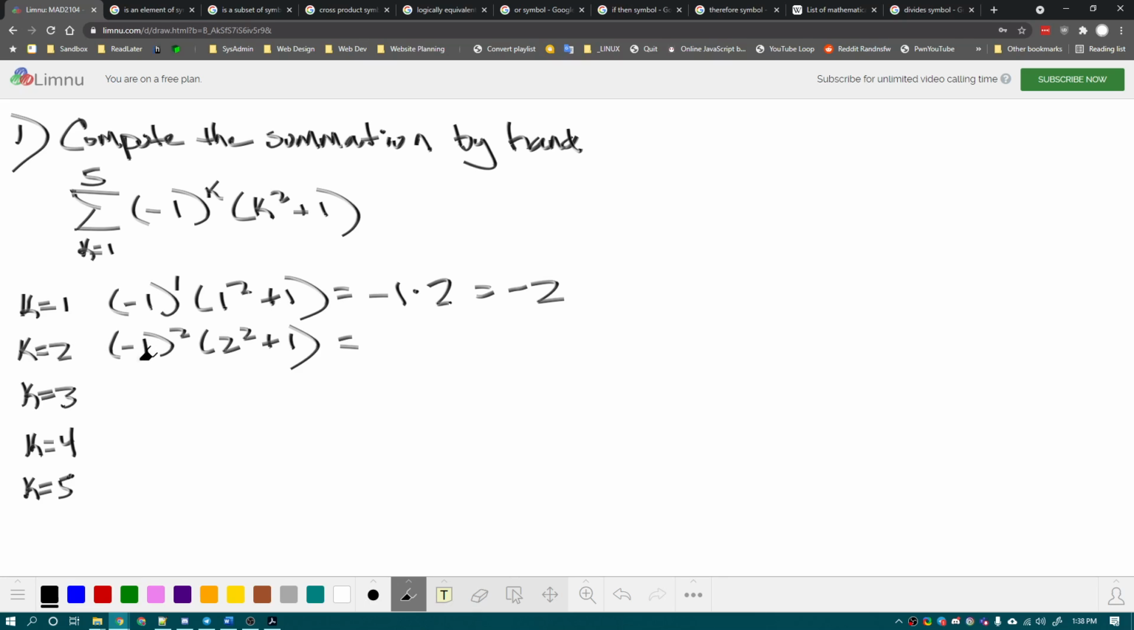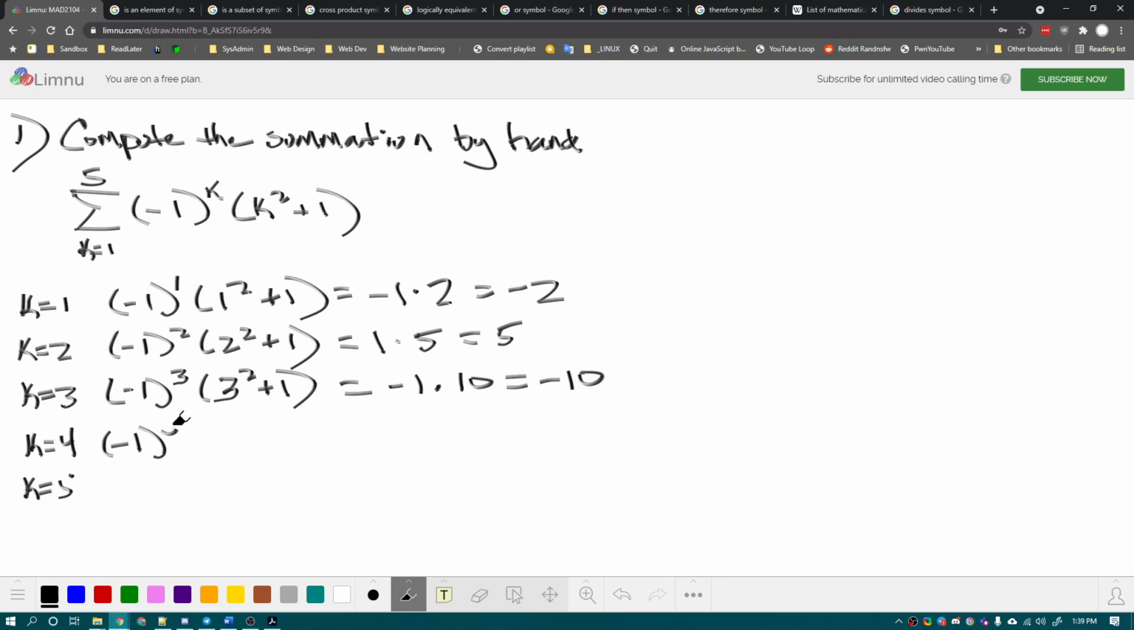And that is equal to negative 1 times negative 1 is 1. 2 squared is 4 plus 1 is 5. So this is equal to 5. And then negative 1 to the 3 times 3 squared plus 1 is equal to negative 1 times negative 1 times negative 1 is equal to negative 1. Notice how they're alternating. That'll be true throughout this whole problem. Times 3 squared is 9. 9 plus 1 is 10. Negative 1 times 10 is equal to negative 10.